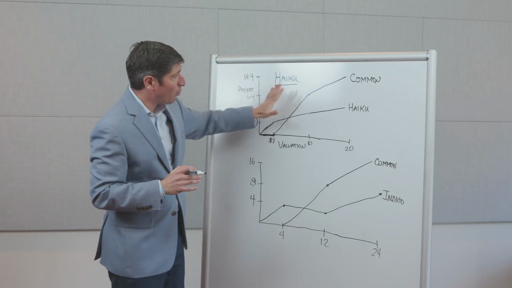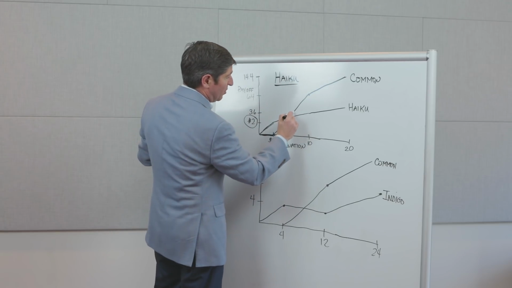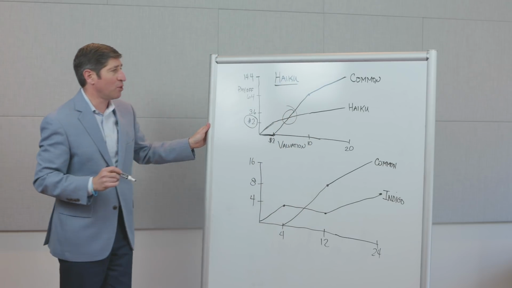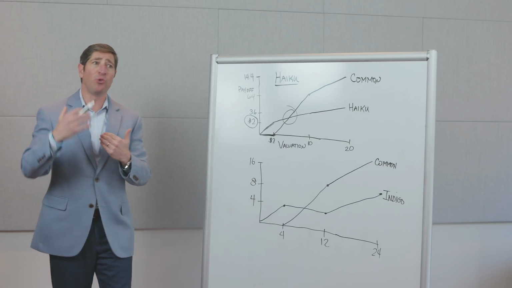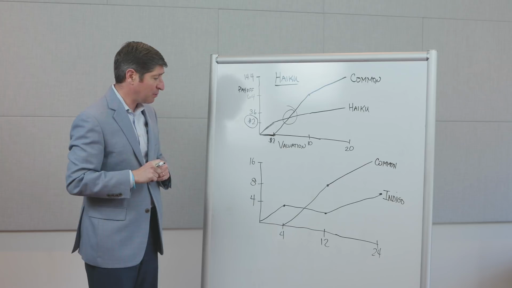And so this is a graphical way to think about how this works. You can see this is roughly the break-even point for you as a common shareholder, where you start to participate in a much more meaningful way in the economics of the business.